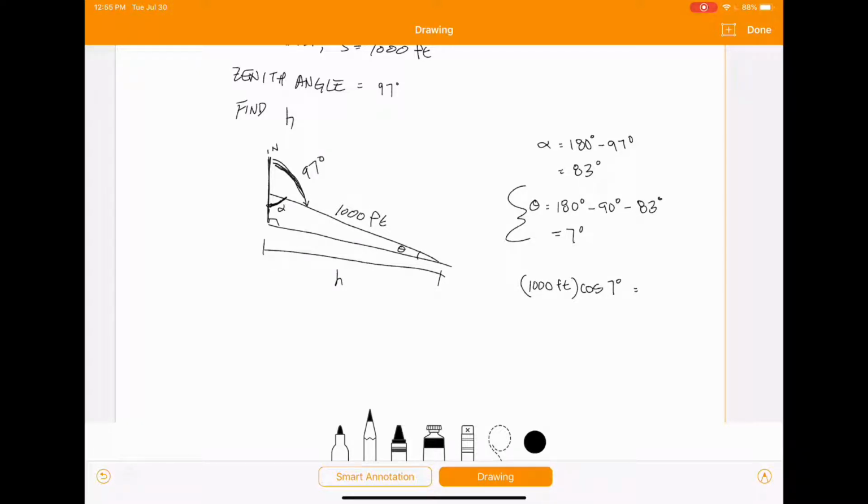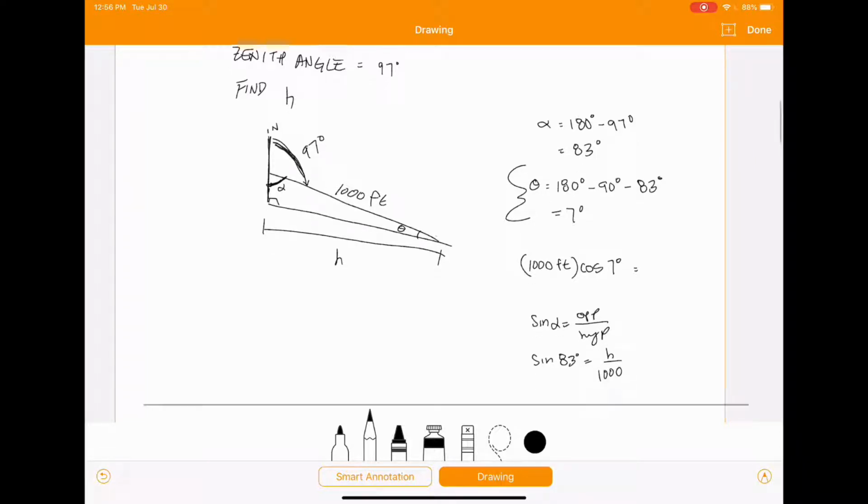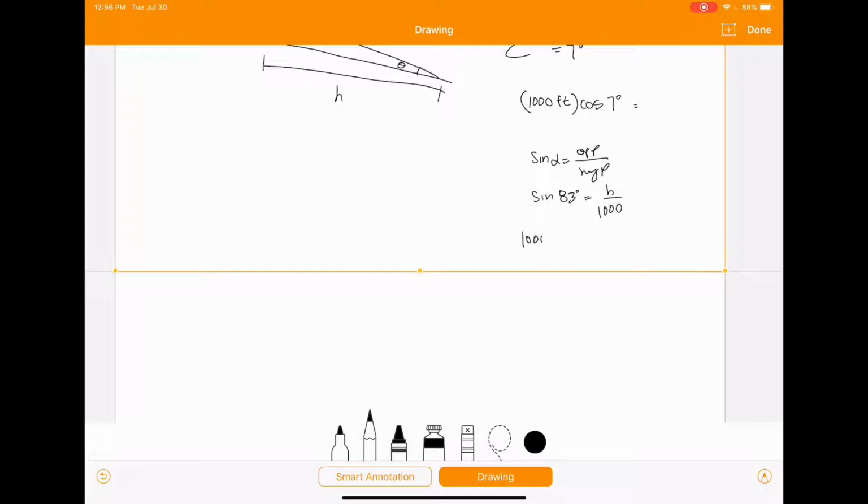So sine alpha equals opposite over hypotenuse. So sine of 83 degrees equals H over 1,000. So 1,000 sine 83 equals 992.5 feet. And if we come back up to here, we can run the calculation for that as well.